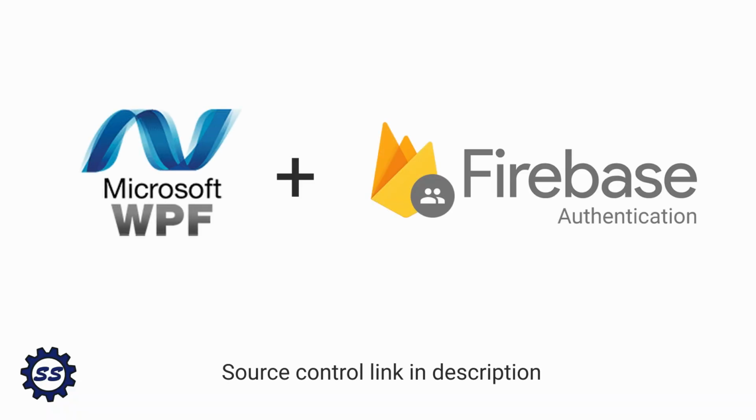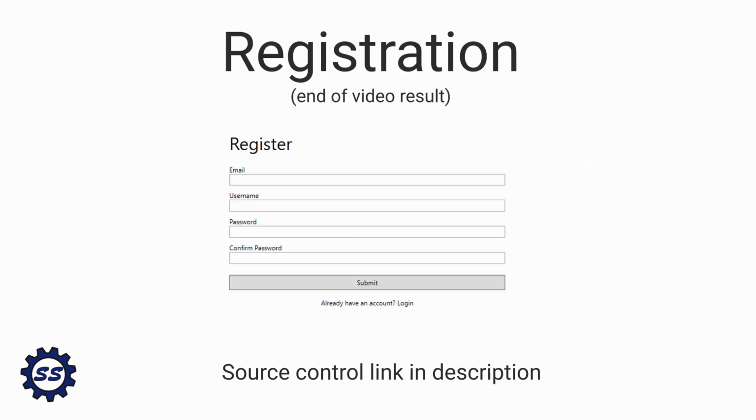Now that we've created our WPF application and connected to Firebase, let's get into implementing some authentication use cases. So the first thing a user is going to have to do is register. So what we're going to do here is create some kind of registration form, and when the user submits that form, it's going to register them with Firebase Authentication.